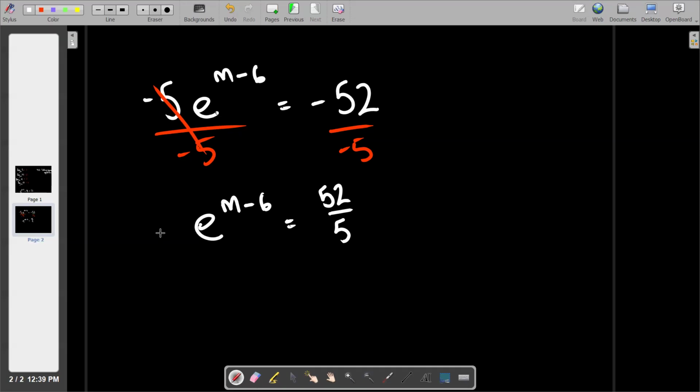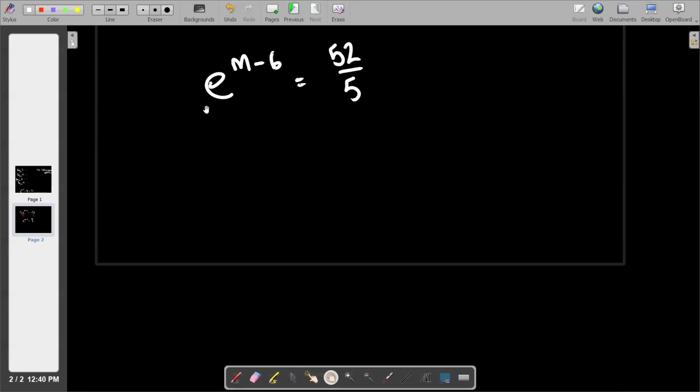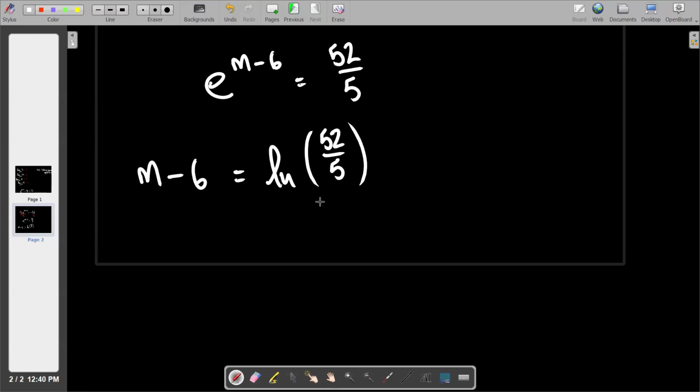We're going to natural log both sides. And again, I'm going to skip a couple of steps here. I'm going to bring the m minus 6 down and put it in front of my natural log of e, which really doesn't even need to be there. And then what's the right side going to say? Natural log... There you go, just like that. And then the last step? Add 6. So our exact answer is the natural log of 52/5 plus 6.